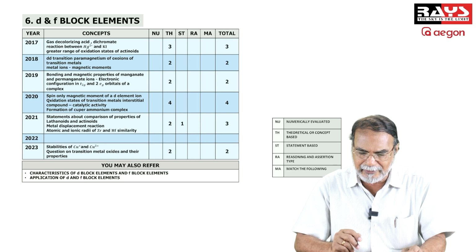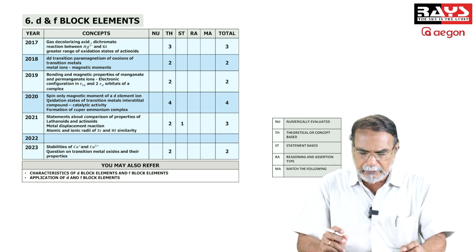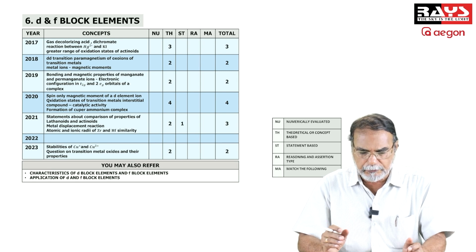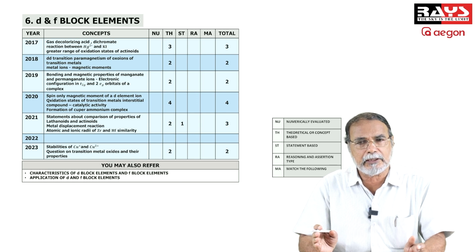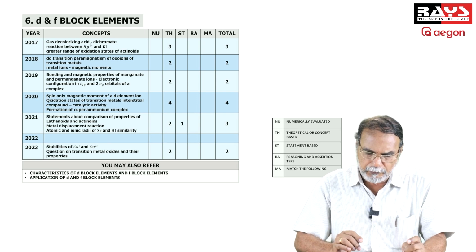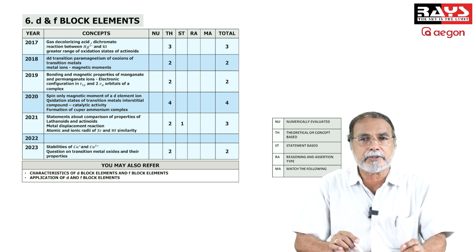In 2018, the d-d transition in complex ions and the paramagnetism of oxo ions of transition metals, like oxo ions, that means MnO4 minus, oxo ion, okay, or Cr2O7 2 minus. These are actually oxo ions of transition metals, okay, and calculation of magnetic moments of metal ions.